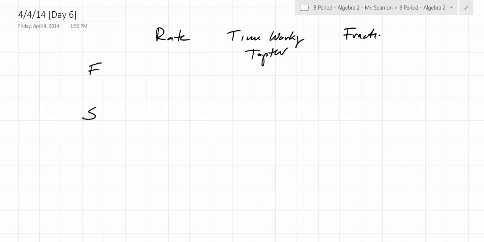So what do you have to do with this chart? Just fill it in, right? So we have the faster worker, we have the slower worker, we have the rate, we have time working together, and then the fractional part of job done. I'm just copying it down right here.